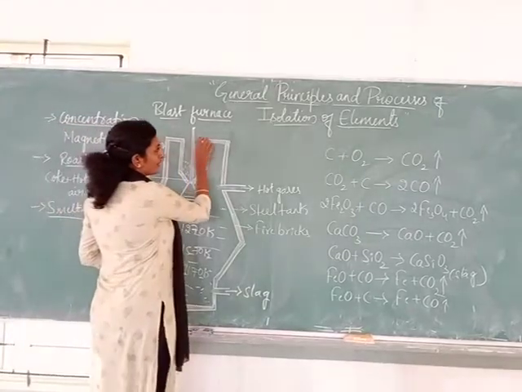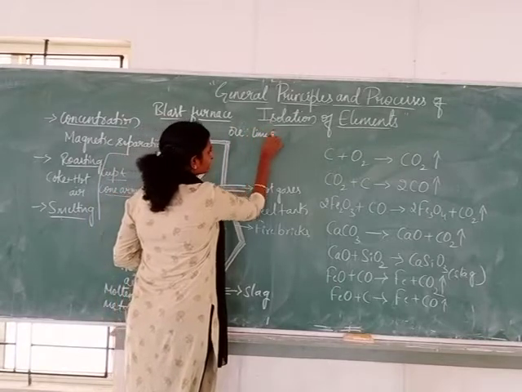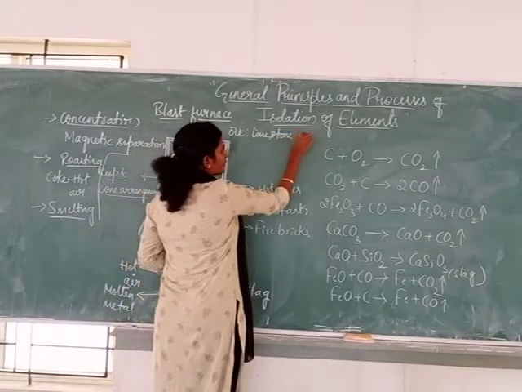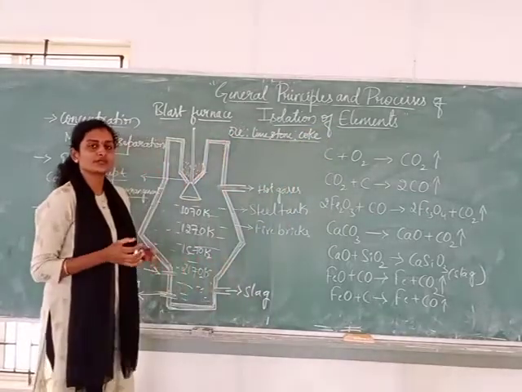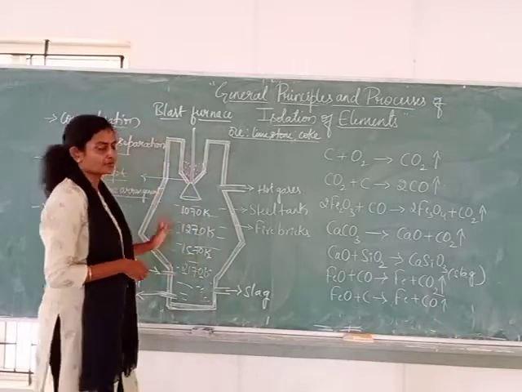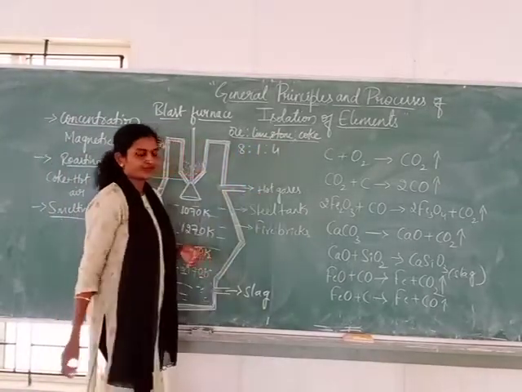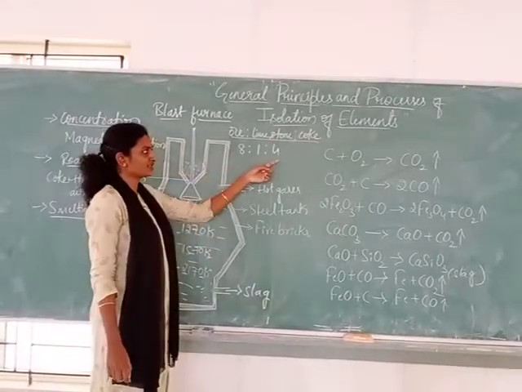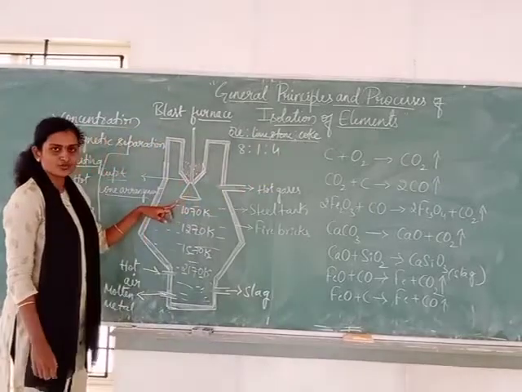So here we are going to add our ore particle with the limestone and coke. This is the main raw material we are going to use to extract the iron from its oxide in the smelting process, in the ratio 8:1:4. Okay, so 8:1:4 is the ratio of these contents. This has to be added in this cup and cone system.